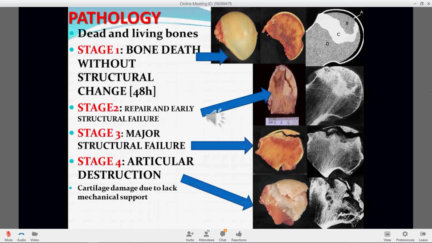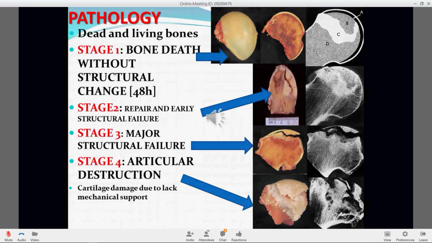We have 4 stages in the pathology of dead bone in case of avascular necrosis. First stage is bone death without structural changes. Usually this occurs after 48 hours of the severance of the blood supply. Stage 2 is a stage of repair and early structural failure. In this stage, the bone tries to replace the dead bone with new bone.